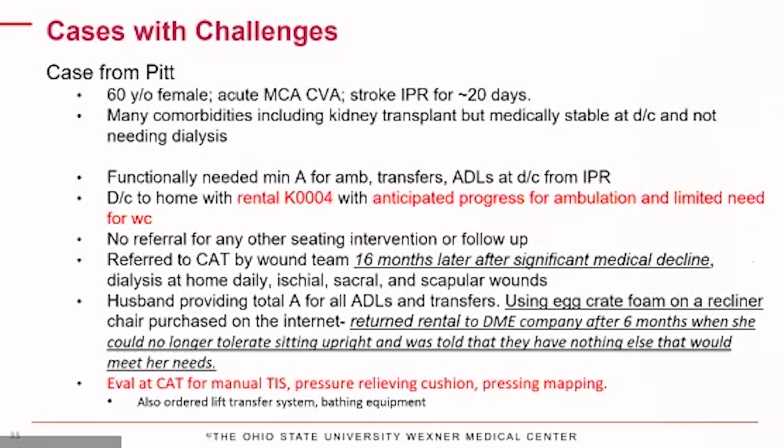This is some of why we're doing this, or why we're talking about it. So I actually saw this person in the outpatient clinic. She had a stroke, was in inpatient rehab 20 days. I don't know, in our setting, that's pretty normal. Maybe a little long, actually. She'd had a kidney transplant in the past, but was pretty stable, didn't need dialysis. She left at a light mid-assist functional mobility level, walking, transfers, went home with a rental K4 with anticipated progress for ambulation. No referral for any seating. Anticipate she wouldn't need the chair, apparently.